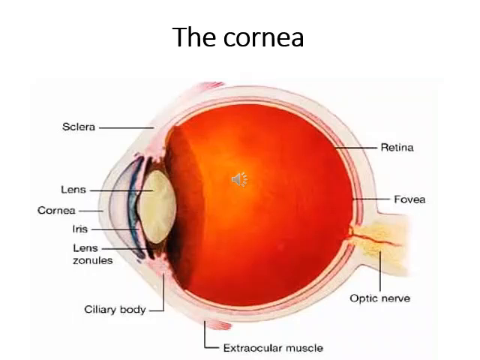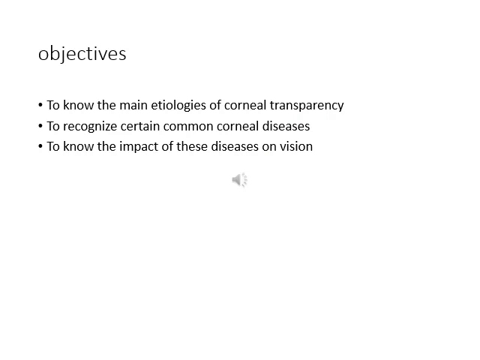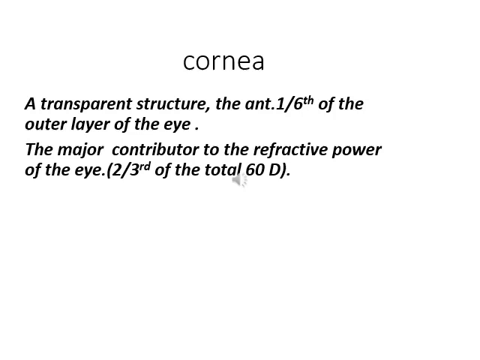The cornea. Objectives of the lecture: to know the main etiologies of corneal transparency, to recognize certain common corneal diseases, and to know the impact of these diseases on the vision.